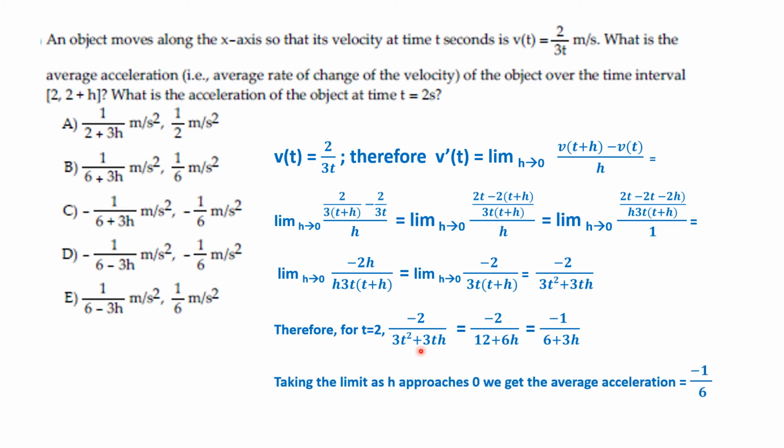The second part is for which we have to take the limit as h approaches 0, and if we plug in 0 over here, we'll end up with the average velocity negative 1 over 6. So the two answers are negative 1 divided by 6 plus 3h and negative 1 over 6. And this matches the answer C. So the answer C is negative 1 over 6 plus 3h meters per second square, and negative 1 over 6 meters per second square.